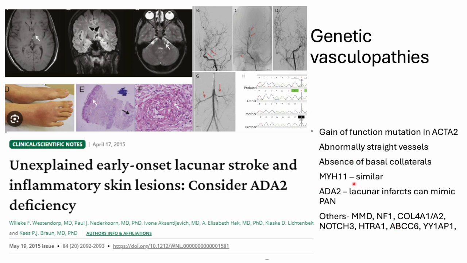You can also have MYH11 mutations, which can develop a similar radiological appearance to Moyamoya with formations of basal collaterals later down the line. Some other genetic conditions which are associated with vasculopathies include NF1, COL4A1 and COL4A2, Notch3, and ABCC6.